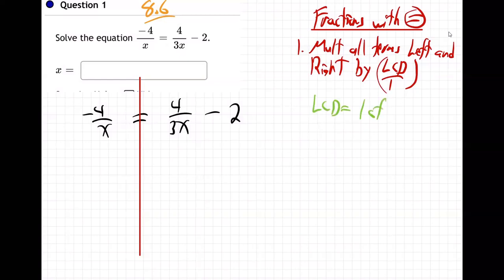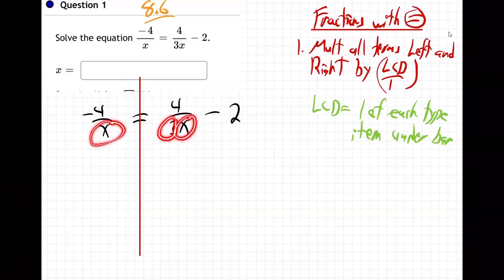The LCD is always one of each type of item under the different bars. So just one of each type. So I look under the bar, okay, what have I got? X here, I've got 3 and X here. So you only need one of each type. I'm not going to repeat that X. I'm not going to take 2 X's or X squared or anything like that. I'm just going to take 1 X and 1 3.